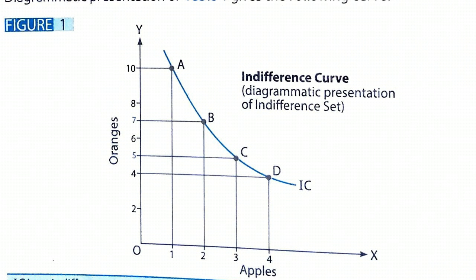Now you can see in combination A, 10 units of oranges, 1 unit of apple. Combination B, 7 units of oranges and 2 of X, that means apples. Combination C, 5 units of oranges, 3 units of apples. Combination D, 4 units of oranges and 4 units of apples. Both are same. So initially the consumer is sacrificing more of oranges to have 1 unit of apples, and later the sacrifice goes on decreasing.